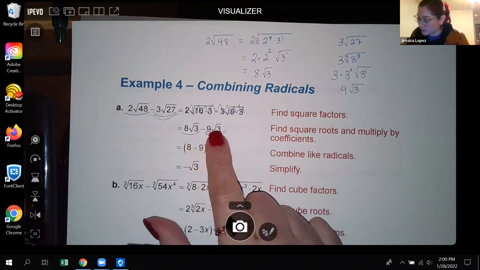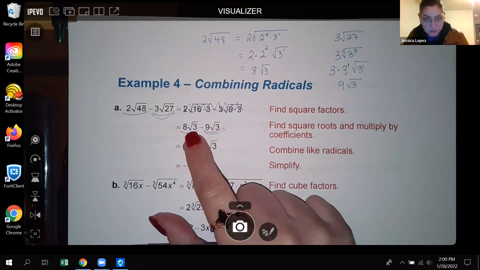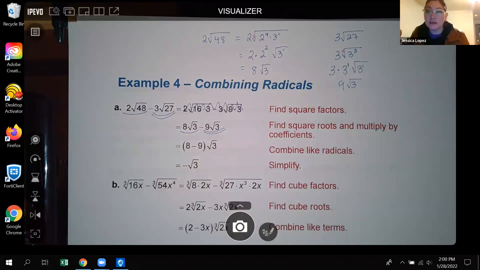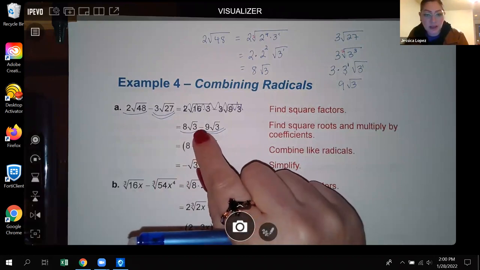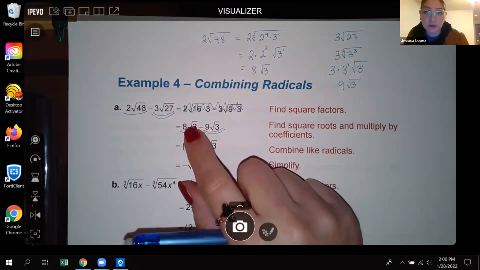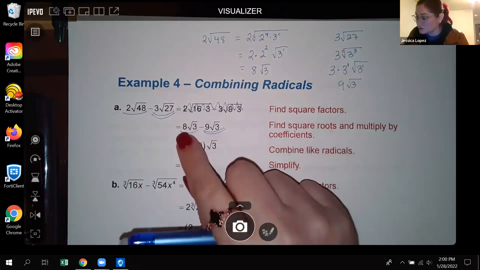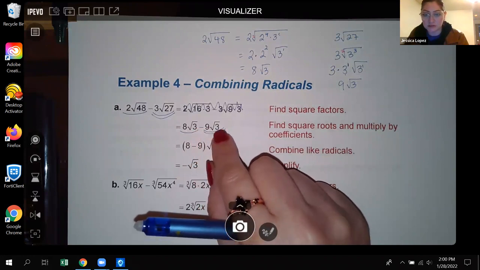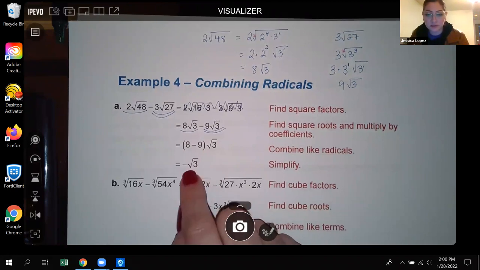Now, when you've got to combine them, you're basically saying, I had 8 square root of 3s, right? As if square root of 3s were an item. I have 8 of those, right? But then somebody's trying to take away 9 of them. Okay, so let's say I had 8 of these things, $8, right? The square root of 3s will represent an item, like a dollar. So I have $8 and the bank's trying to take away 9 of those dollars, right? That's going to put me in the negative 1 of those dollars, okay?